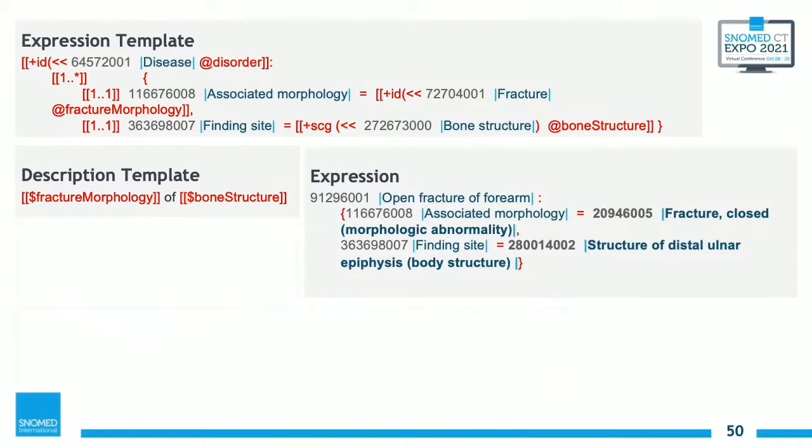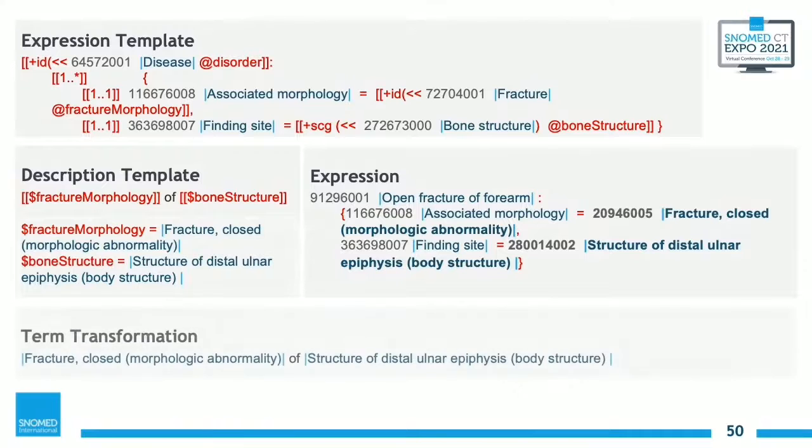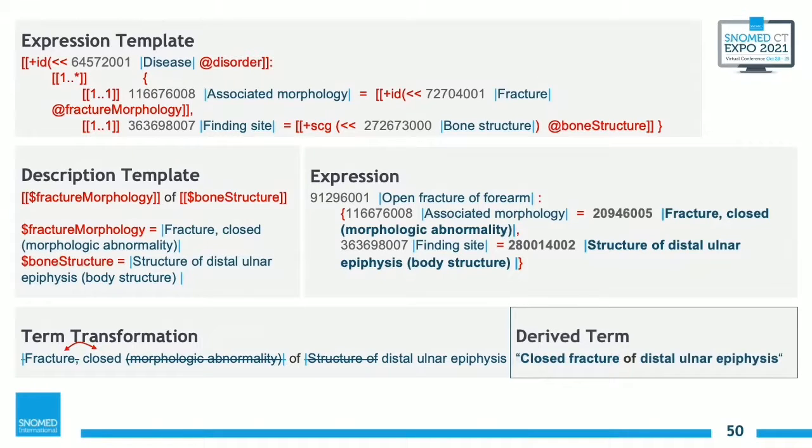And here is another example where the value for the fracture morphology is fracture, closed with the semantic tag morphologic abnormality, and the value for the bone structure is structure of distal ulnar epiphysis with the semantic tag of body structure. Again, if we apply these two values to the description template and apply the term transformation rules, we end up with a derived term of closed fracture of distal ulnar epiphysis.